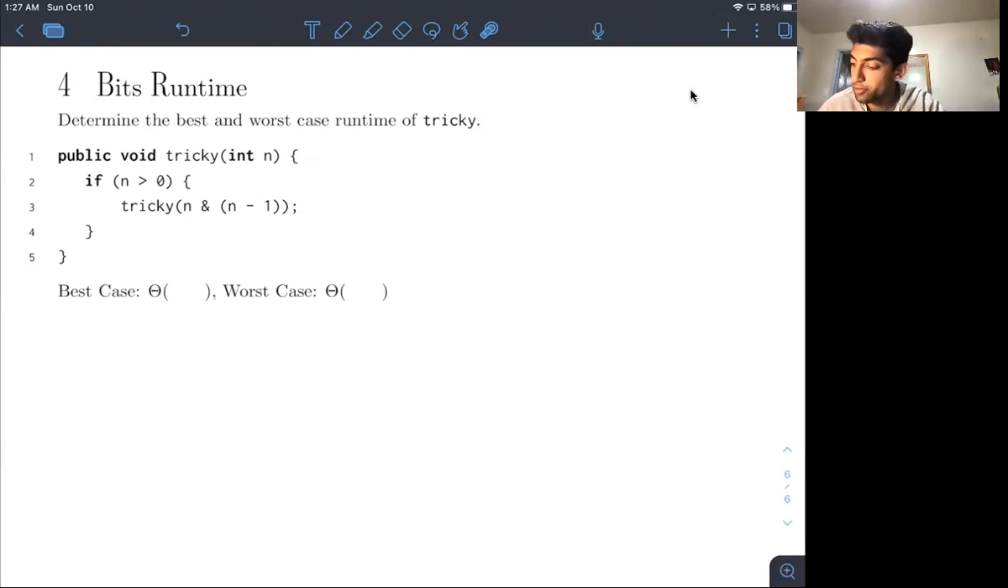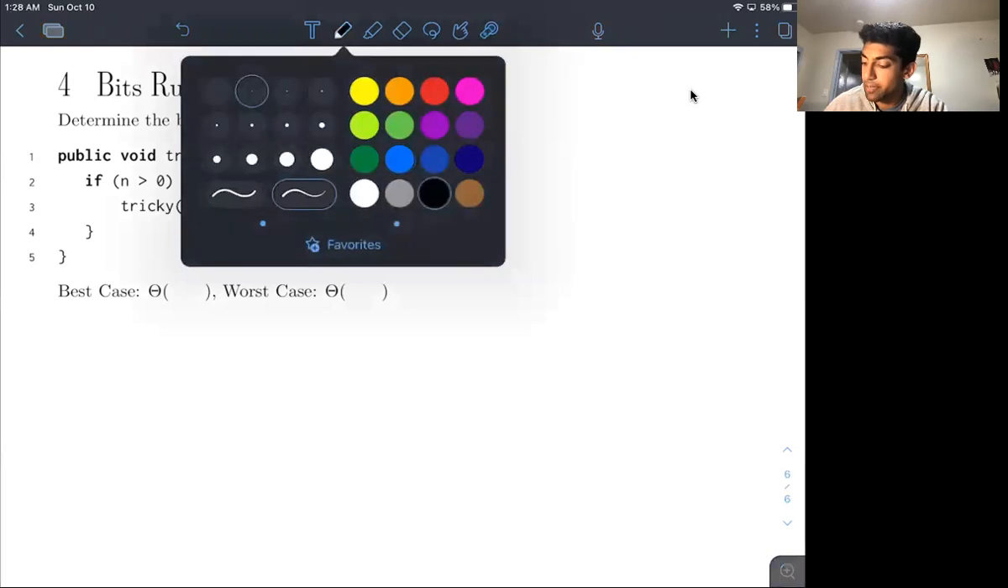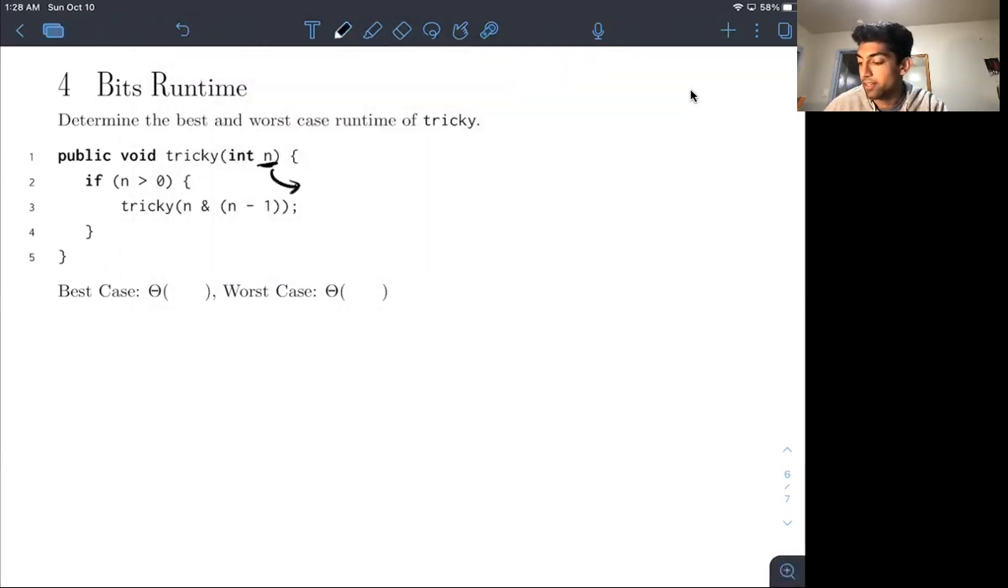Okay, so the first thing I'm noticing here is that in Tricky, we have a recursive skeleton, right? We have some recursive call here, and we have some if condition. So we're going to keep executing this recursive call until the input n that's passed in is less than or equal to 0, right? This is when we stop recursing, okay?